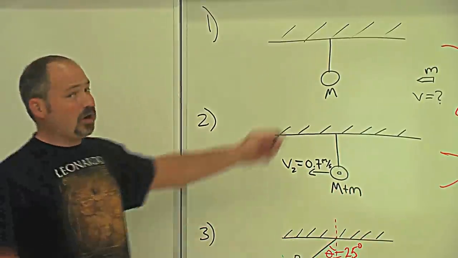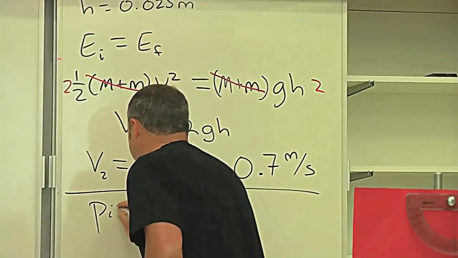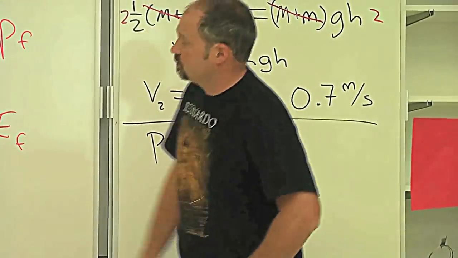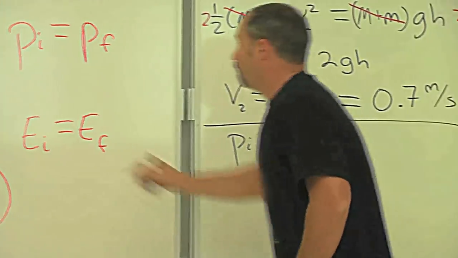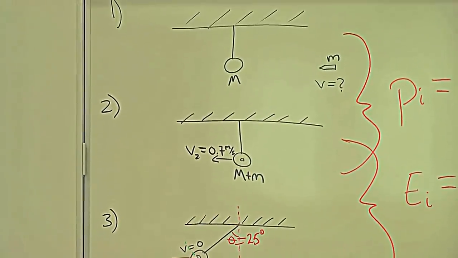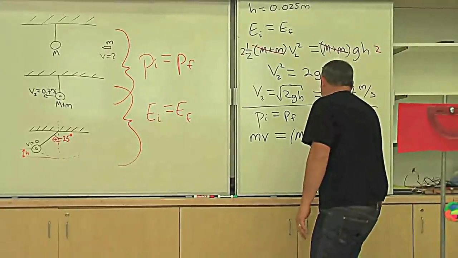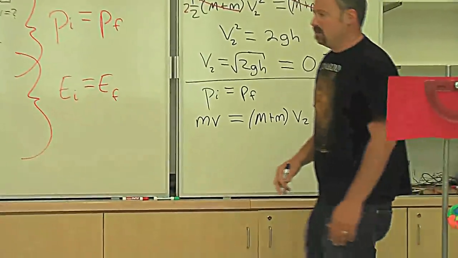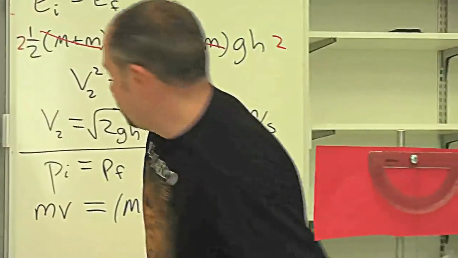Now I just use momentum conservation between this step and that step to find the speed of the bullet. So the initial momentum equals the final momentum. In other words, the momentum here in situation one equals the momentum here in situation two. Well, this guy is not moving, so he has zero momentum here. This guy contributes momentum. And then in the final situation here, I have a combined object, m plus m, and that's equal to v2.